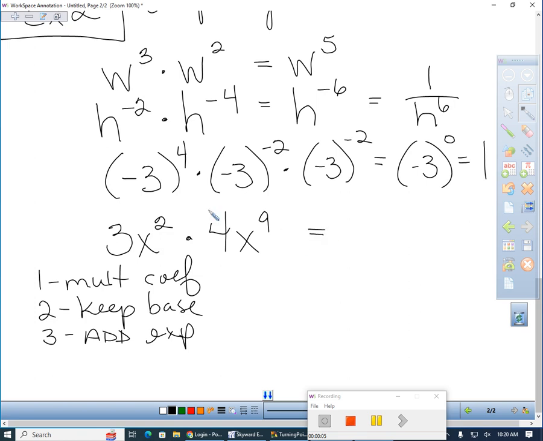So on this one, we start by multiplying our coefficients. 3 times 4 is 12. Our base is x. And then we add our exponents. 2 plus 9 is 11.